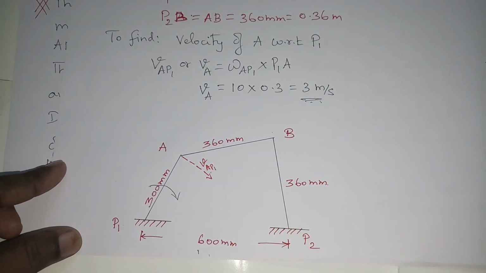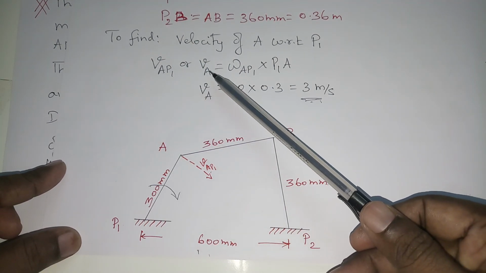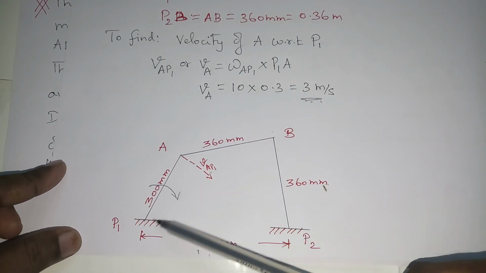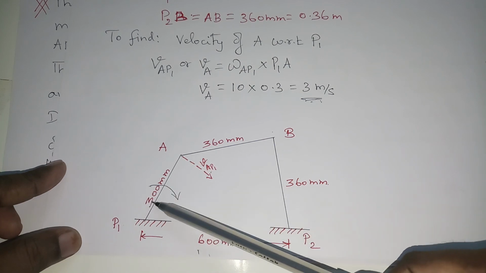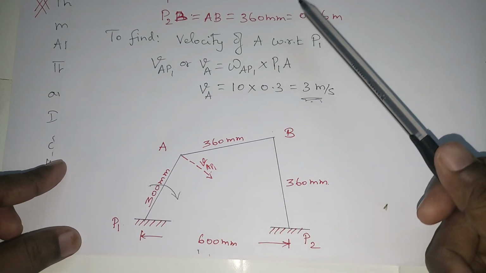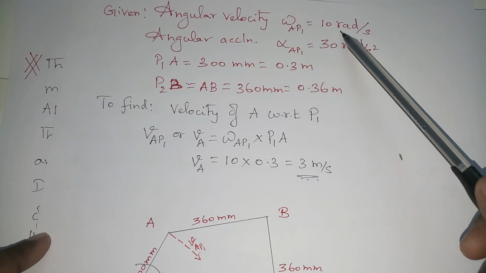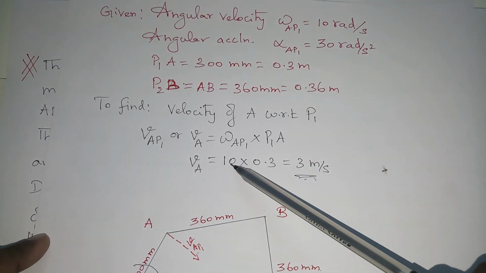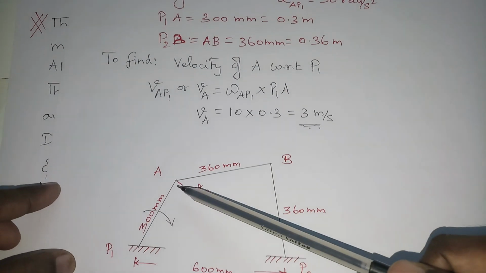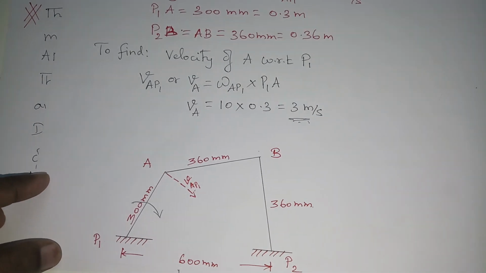To find the velocity, we use the formula VAP1 equal to omega AP1 into the length of the link. The length of the link P1A is 300 mm; if you convert, you get 0.3 meters. Now substitute omega, which is already given in the data: omega equal to 10 radians per second. Directly substitute 10 and the length of the link 0.3, and you will get the velocity at point A. Once you know the velocity, you can start constructing the velocity diagram.